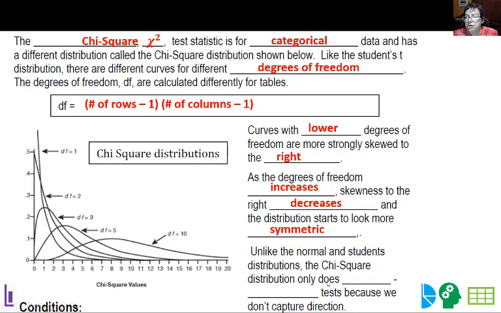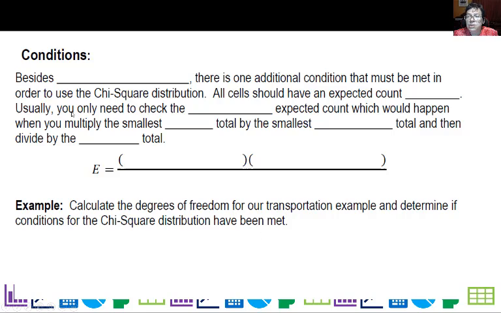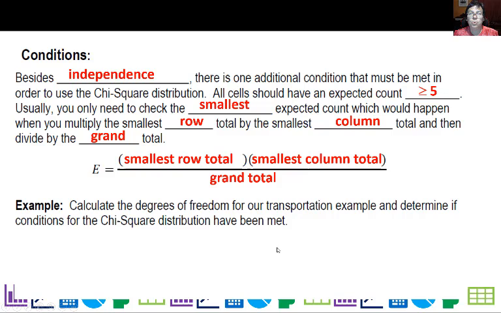Unlike the normal and Student's t distributions, the chi-square distribution only does right-tailed tests because we don't capture direction. So conditions are, besides independence, there is one additional condition that must be met. All cells should have an expected count of greater than or equal to 5. Usually, you only need to check the smallest expected count, which would happen when you multiply the smallest row total by the smallest column total, and then divide by the grand total. All right, so that's the easiest way to calculate the smallest expected count.